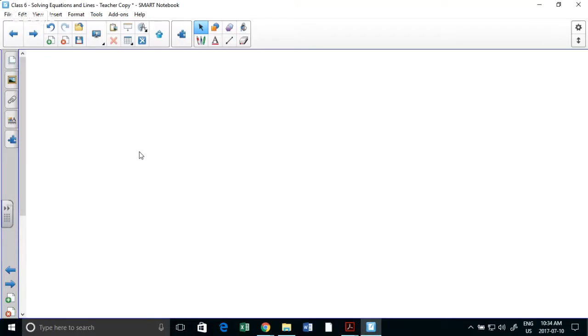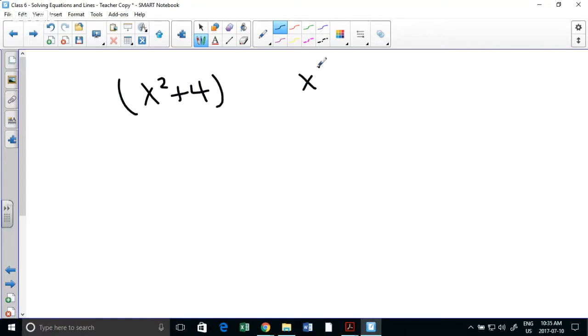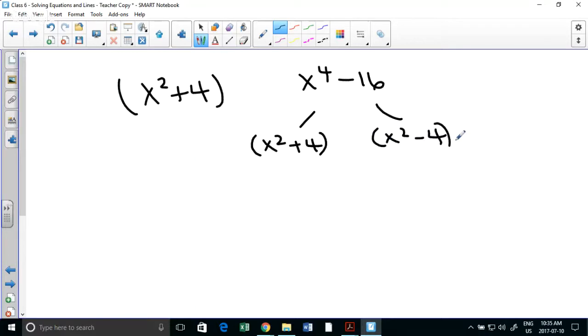So before we get started on the questions, there are a couple of clarifications I'd like to go over. They're basically common mistakes that I saw. The first one is from assignment number 4. You had this question where you ended up with x squared plus 4. This came from x to the 4 minus 16 being factored into x squared plus 4 and x squared minus 4. Now I'd like to clarify that x squared plus 4 is not a difference of squares and x squared minus 4 is a difference of squares.